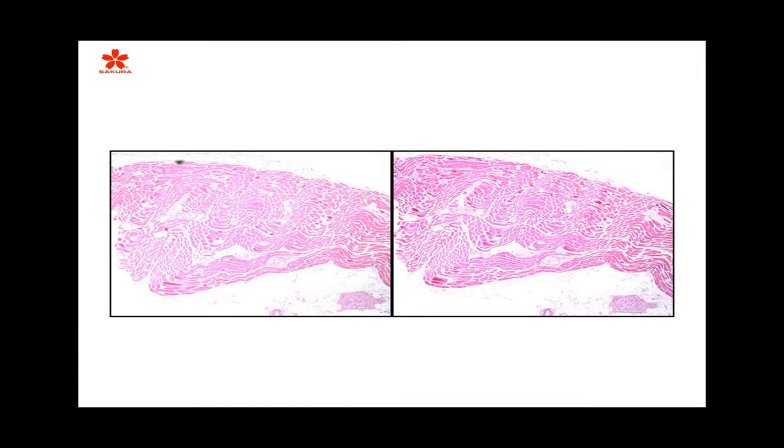The next slide pair that I'm going to show you is smooth muscle. And as you can see on the right, the staining is a little more intense with the eosin.